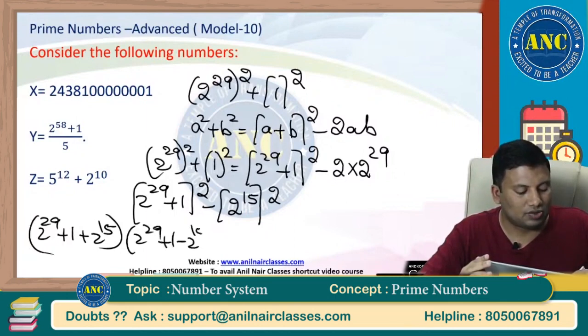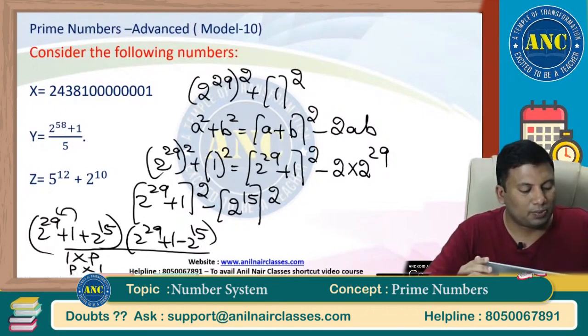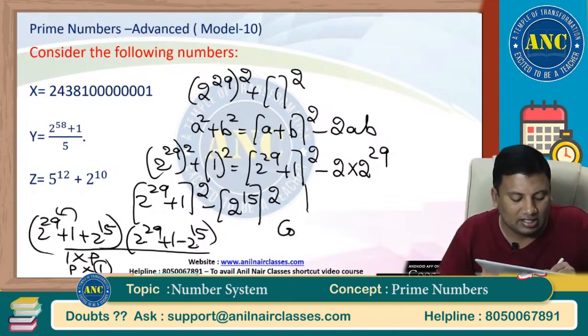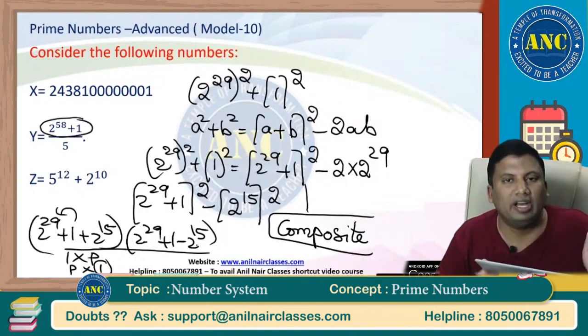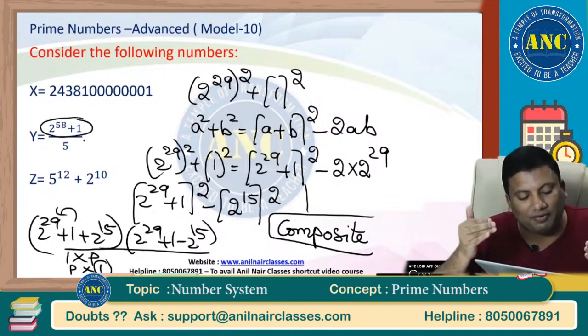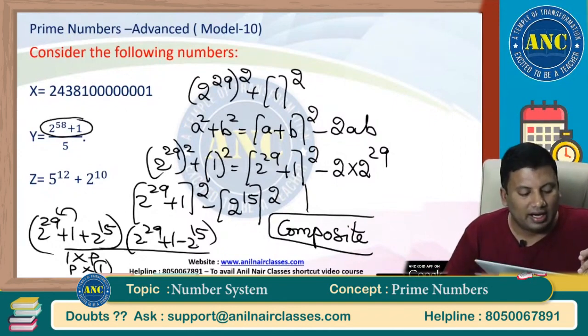For it to be a prime number, either it should be 1 into p or p into 1. 1 plus positive is greater than 1, and 2 power 15 is very small, it cannot be 1. So the answer is it is composite. I hope the idea is clear. First we checked for the numerator: 2 power 58 plus 1 is divisible by 5. But the question is (2 power 58 plus 1) divided by 5.